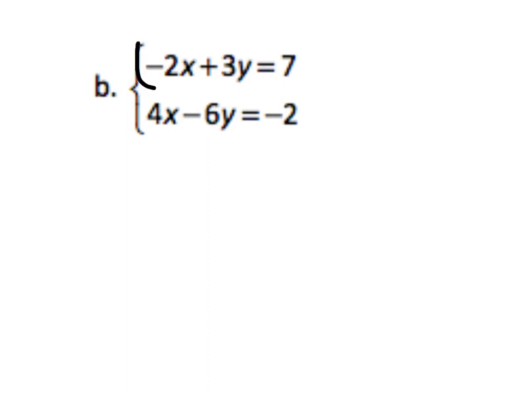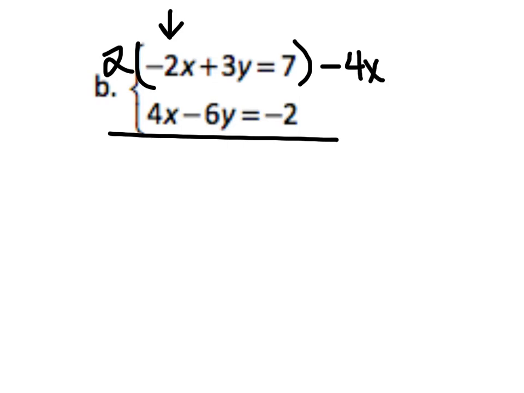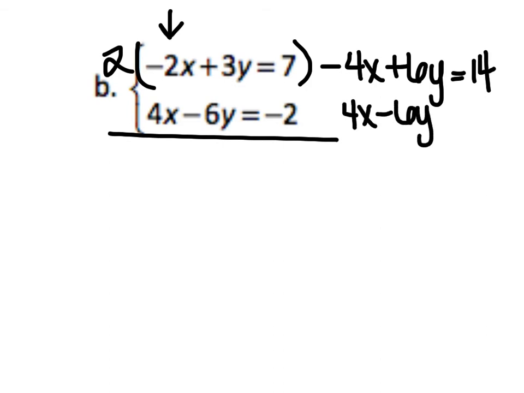So I'm just going to pick the top one. And I'm going to multiply this one by a positive 2 since I'm going to choose to eliminate the x's. So I'm going to pick a positive 2 because that x term in that first row is already negative. I know when I add it to the positive 4, it'll be 0. So let's watch what happens. This is going to be negative 4x plus 6y equals 14. And then I'm going to rewrite the second one. 4x minus 6y equals negative 2.